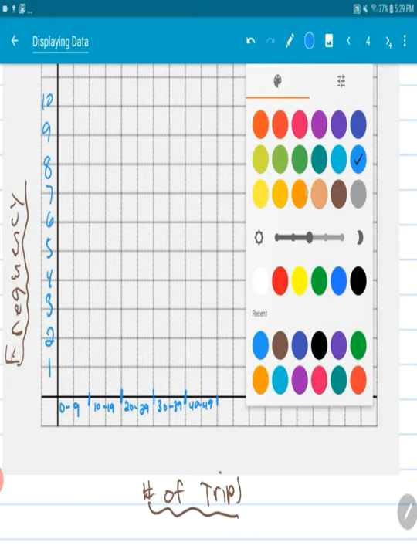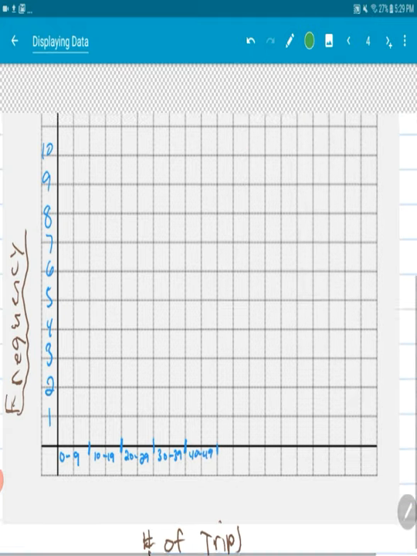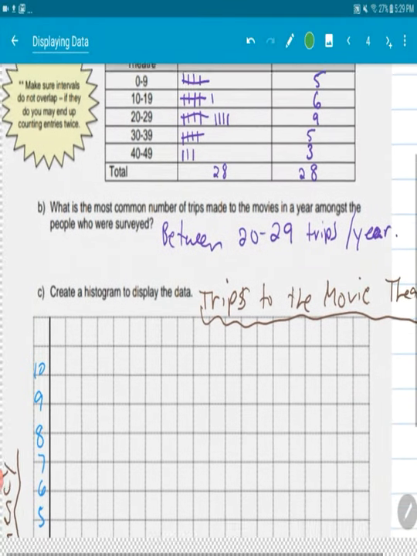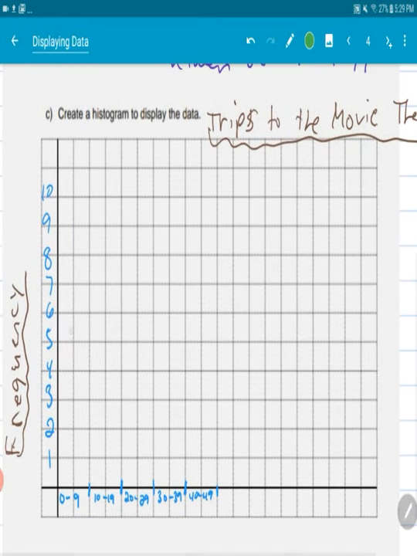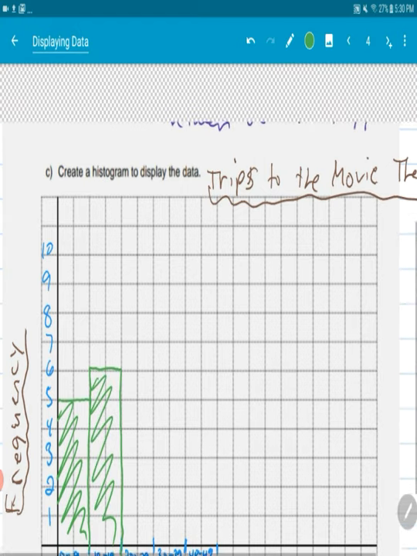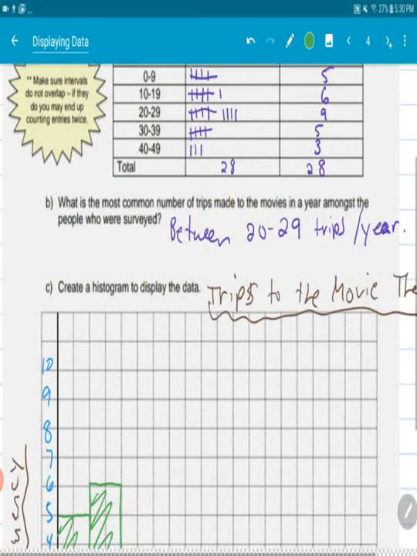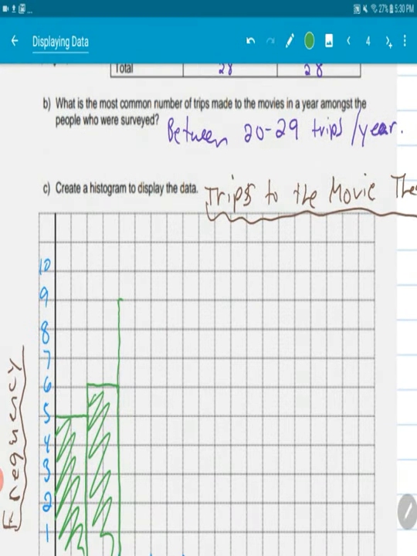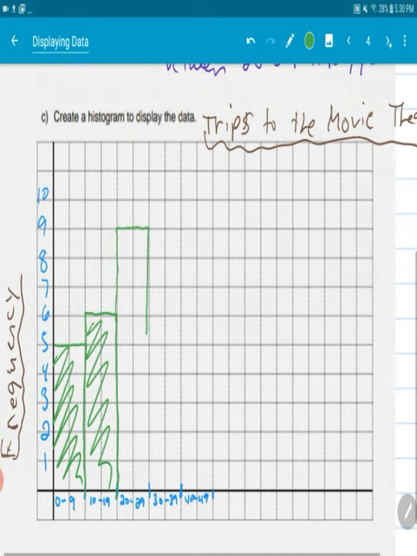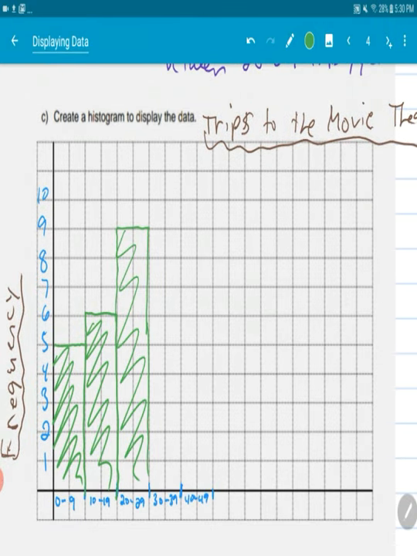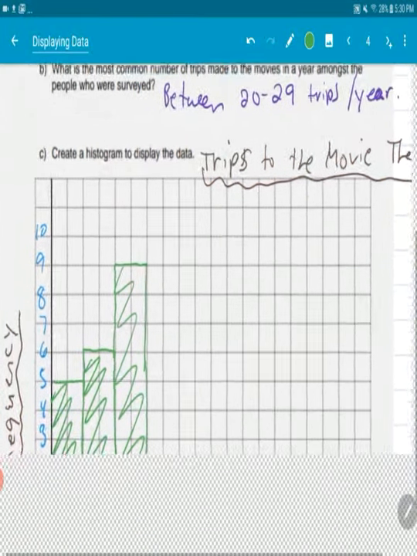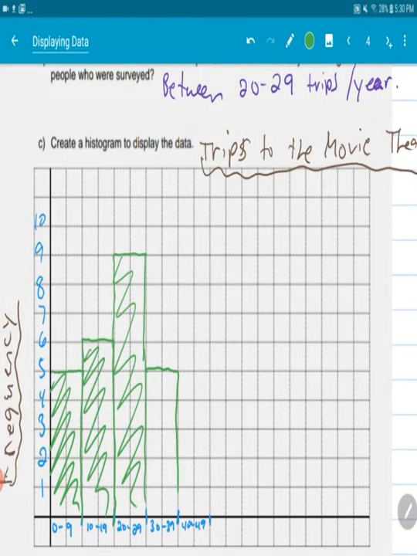It doesn't matter. And now the fun part is putting in our data. So let's see. Our first one has 5. So we can draw our bar up to 5. Color it in. Our next one has 6. So notice how the bars are now touching. 20 to 29 has 9. We'll make our bar go up to 9. 30 to 39 has 5. And our last one has 3.